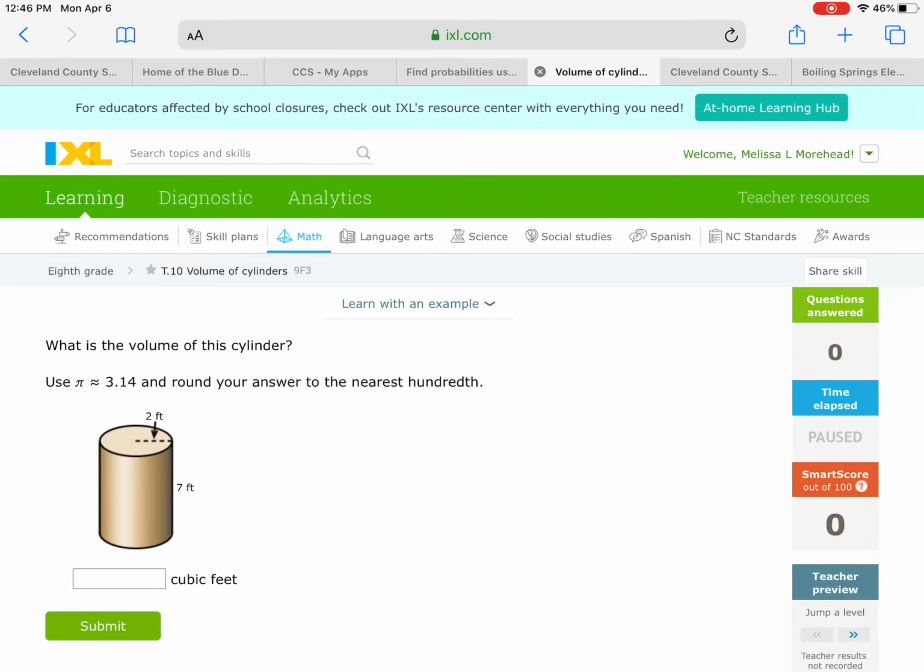All right, guys, this is your tutorial on how to do the T10 volume of cylinders. Just make sure you have a piece of paper and pencil handy and a calculator, because you will need that for each of these activities. If you don't, pause the video and go grab those and come back. All right, so let's go ahead and work on solving these, and we'll try a couple different levels.